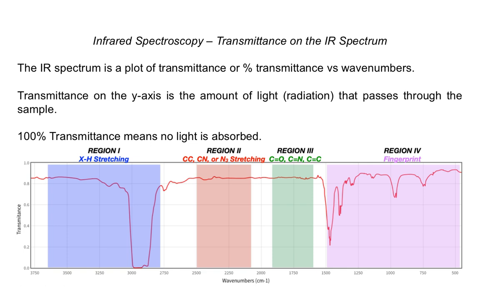So here's an overlay of the three regions we're looking at. We said that the y-axis was the transmittance or percent transmittance. That just means how the numbers are going to look. So transmittance, your scale as shown here would be 1 to 0. Percent would be 100 to 0. And then the x-axis is in wave numbers.